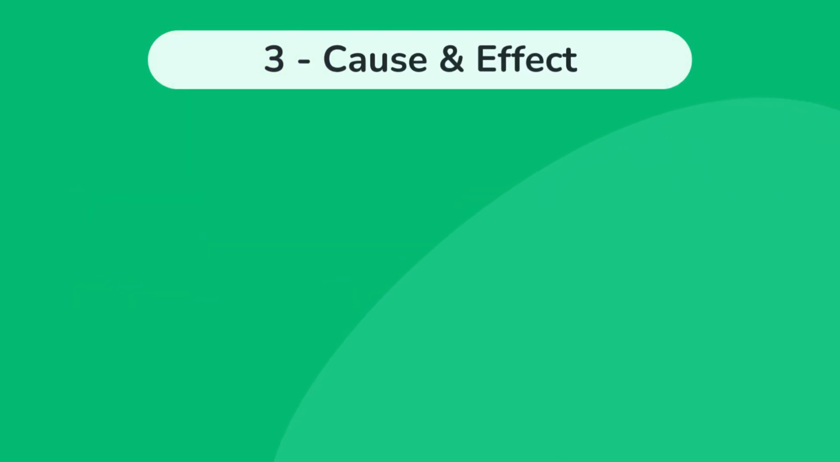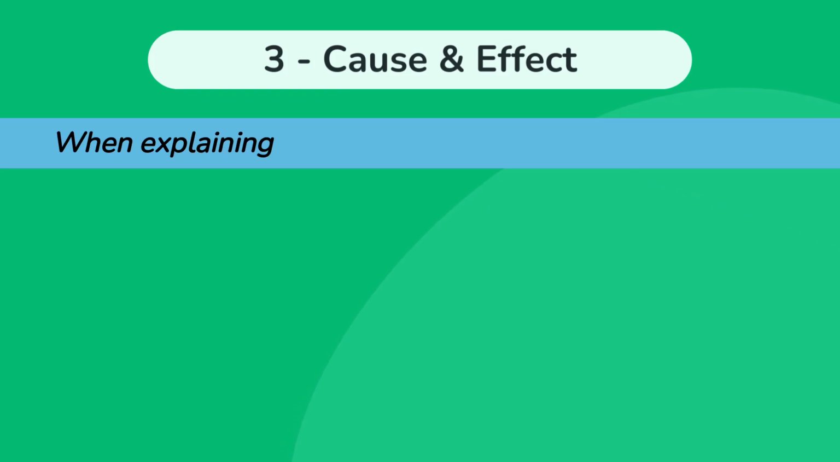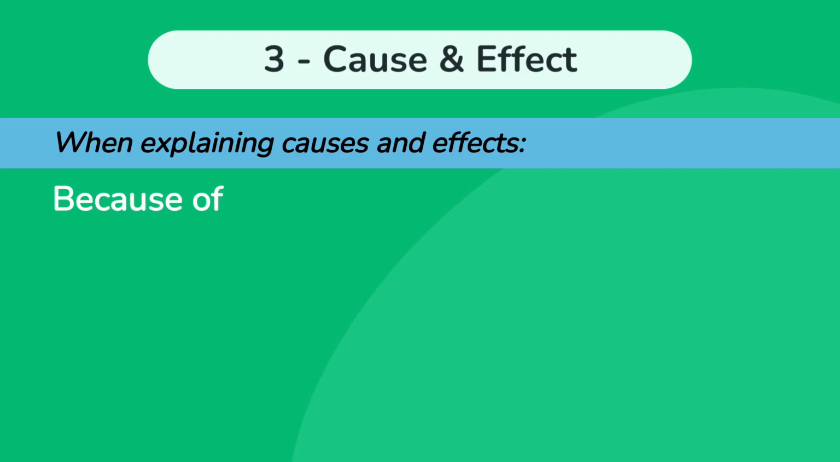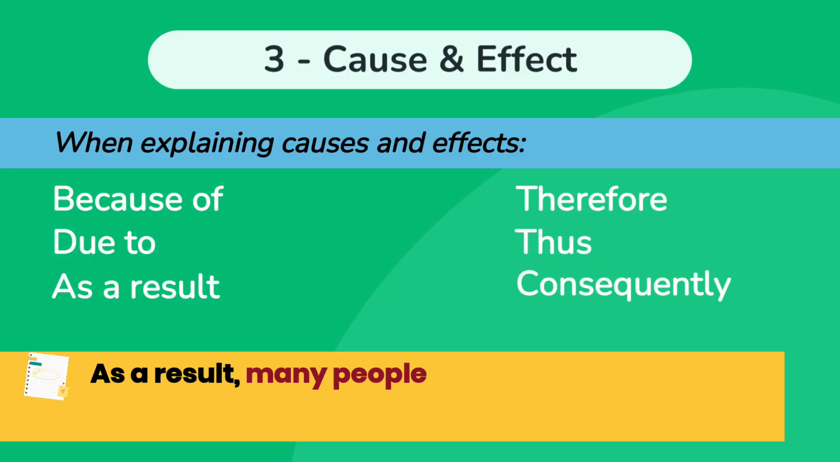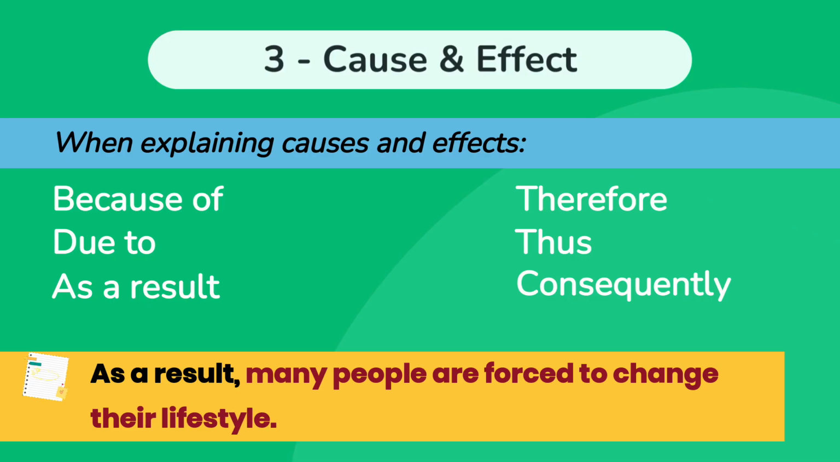The third part is cause and effect. Use these words in the essays you write when explaining causes and effects. Because of. Due to. As a result. Therefore. Thus. Consequently. For example, as a result, many people are forced to change their lifestyle.